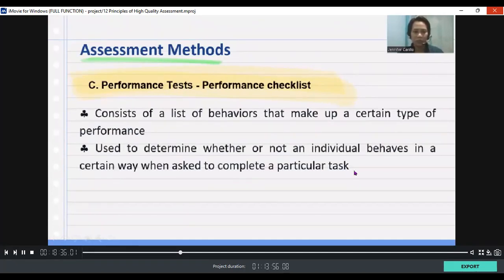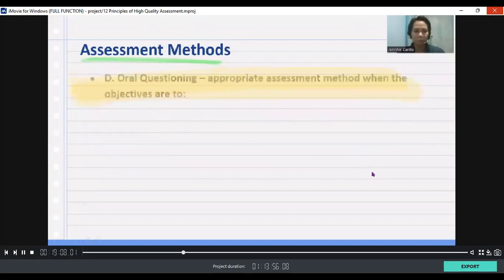It consists of a list of behaviors that make up a certain type of performance. And it is used to determine whether or not an individual behaves in a certain way when asked to complete a particular task. So here, students should demonstrate their skill in performing a certain task, including not only the correct way of performing the task, but also their behavior. Imuha sad nang obserbaran. For example, sakto iyahang pag-perform, pero mura siya guway gana or dili interested. So imuha nang i-evaluate para makorek ang performance sa students.